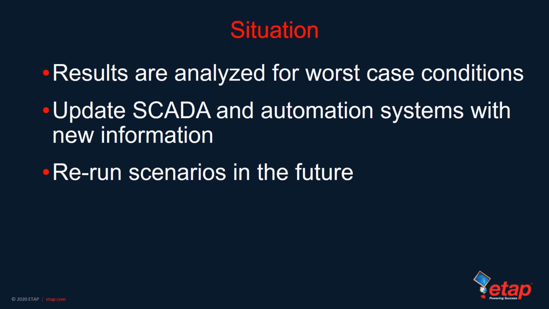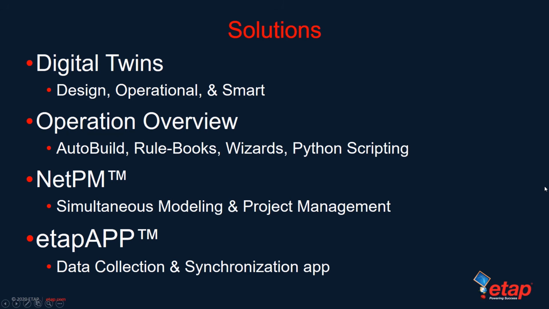We then analyze our results and document worst-case conditions. Any new approved modifications is sent to operations to update the system. And in the future, as the system changes, we will definitely be rerunning the scenarios we previously defined. Performing power system studies comprehensively, systematically, and accurately within the project timeline is critical to avoid unnecessary delays and profit loss.